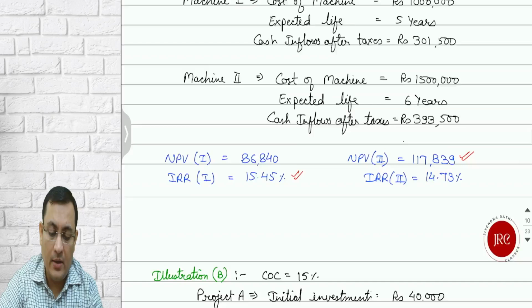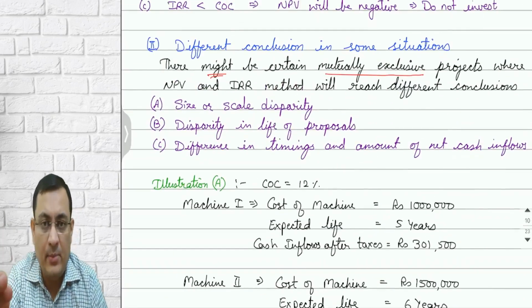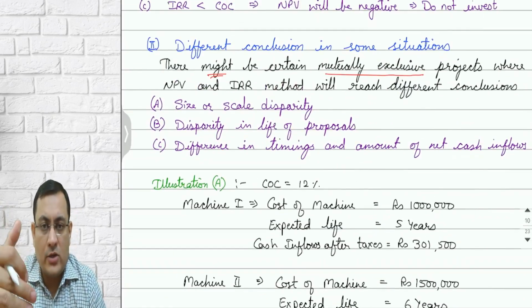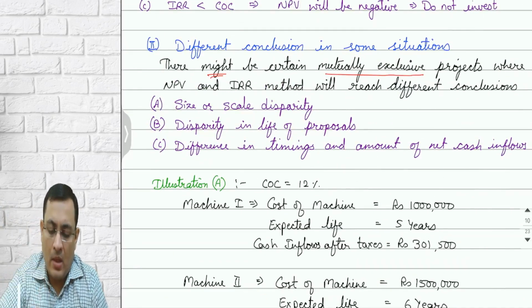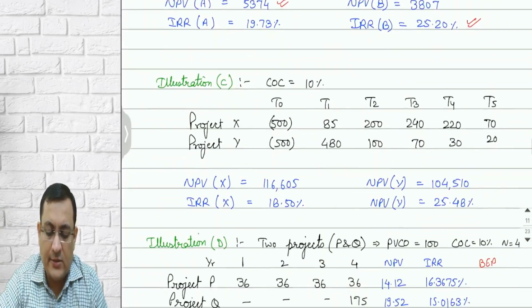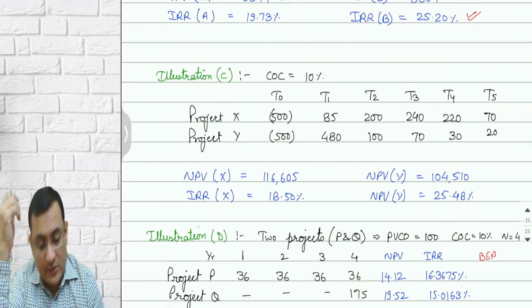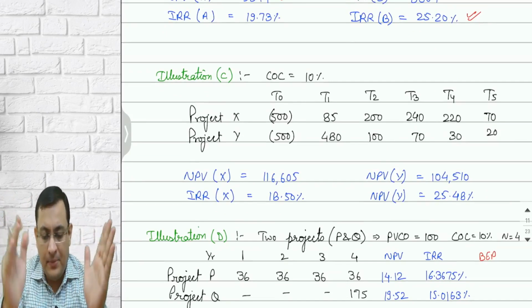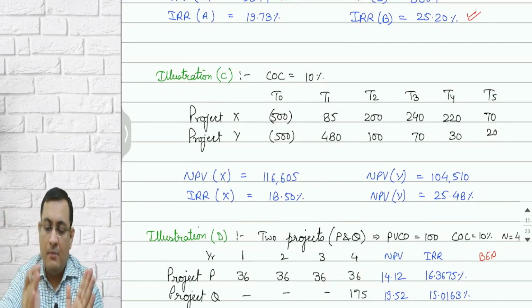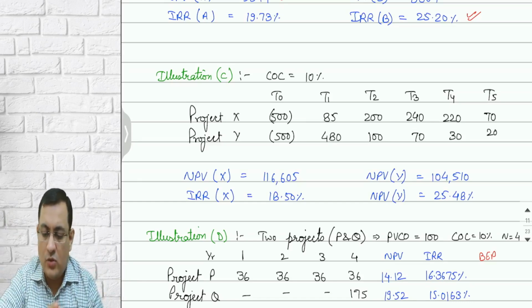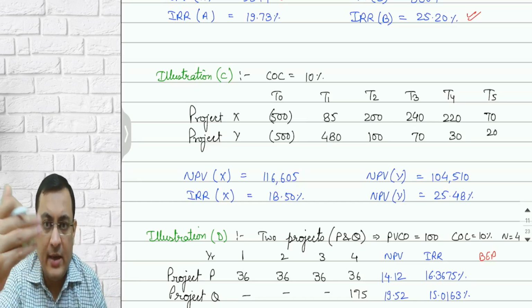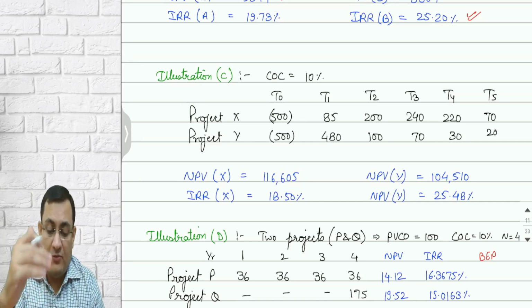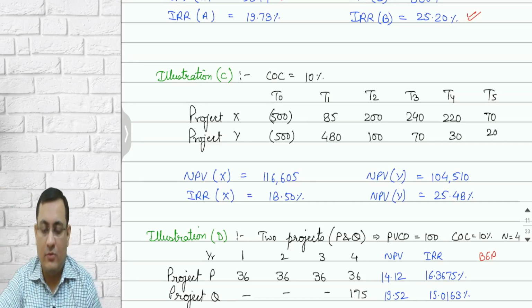Let's go for the third case. The third case is difference in timing and amount of net cash flows. Timing means pattern. So again, illustration C, 10% COC, and now the life of the project is the same, 5 years. PVCO is also the same, 500. But if you see the pattern of cash flow, project X is giving ascending order, whereas Y is giving descending order of cash inflow.